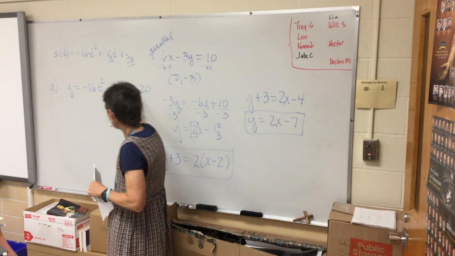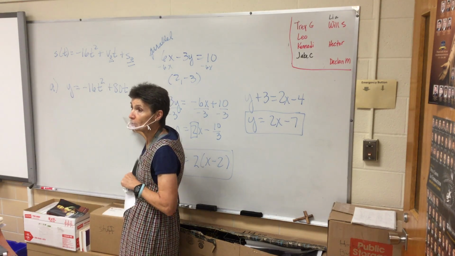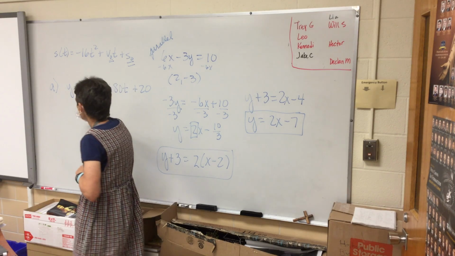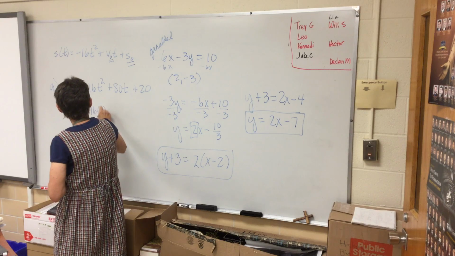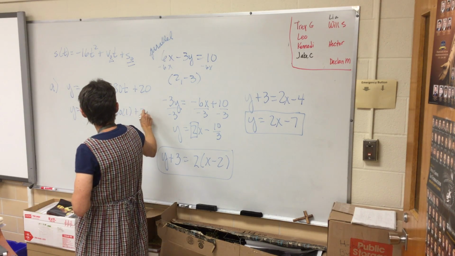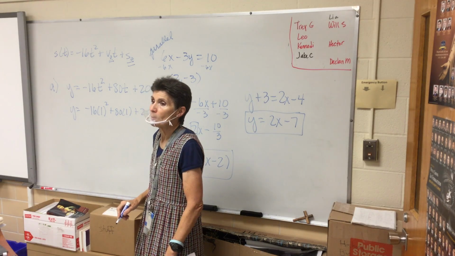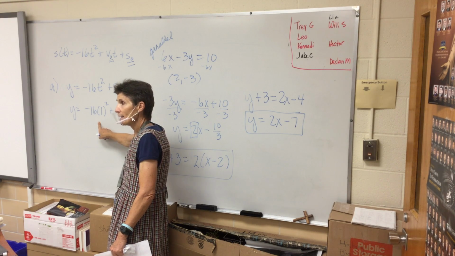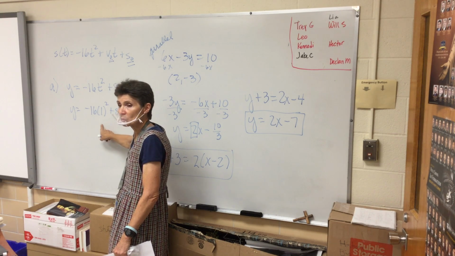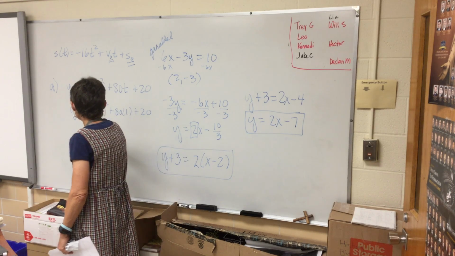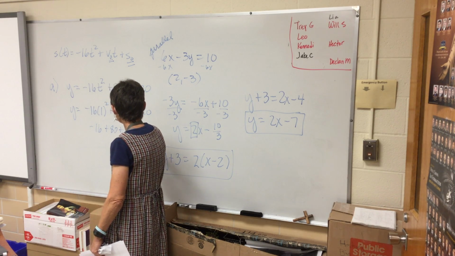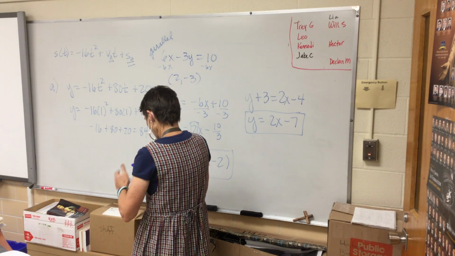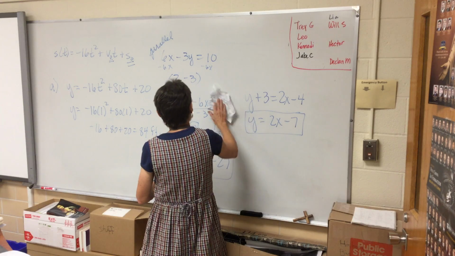Now 1 has to go into this equation. Where are you going to put 1 second in? T. It's a time. So y equals negative 16, 1 squared, plus 80 times 1, plus 20. Please don't mess this up. What happens first here? We square. We square the 1. 1 squared is 1. So this is just negative 16. Plus 80 plus 20. So I get 84 feet. Okay? 84 feet.